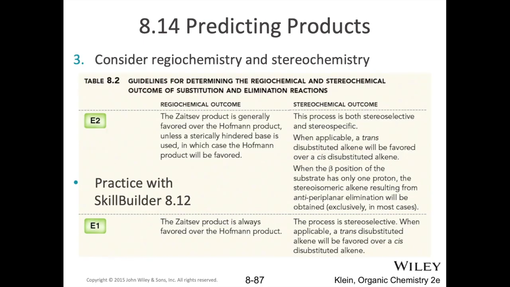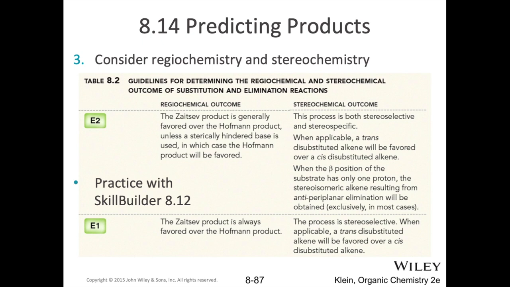With E2 mechanisms, generally speaking, you've got to look at both your Zaitsev and Hoffman product and determine based on your reaction conditions which one's more likely. Okay, so remember your Zaitsev product is your thermodynamic product, your Hoffman product is your kinetic product, and that gets preferred if you use a bulky base to help drive the reaction forward. Okay, so a bulky base might give you the Hoffman product. And of course, with an E2 mechanism, it's a concerted mechanism that's initiated by your base, and that has your proton and your leaving group leave concurrently.